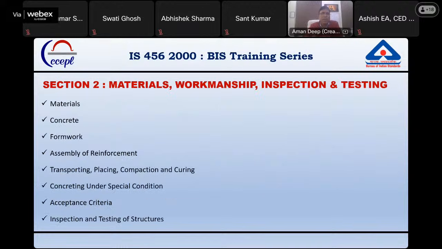And now coming to section 2. Section 2 of IS 456 talks about materials, constituent materials of the concrete, then concrete formwork, assembly of reinforcement, transporting, placing, compaction, curing, concreting under special conditions, acceptance criteria of concrete, and then inspection and testing of the structures, whether whatever we had intended as per the concrete design requirements or the concrete quality, we have achieved or not.